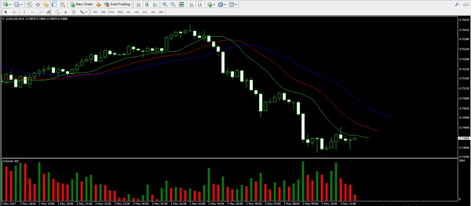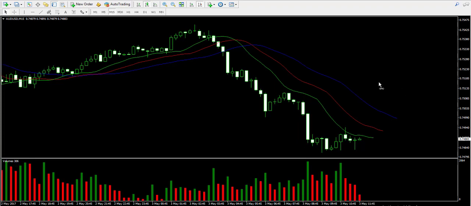We remind that the trade you will see here is for educational purposes only. So now I'm looking at the 15-minute chart of the Australian dollar American dollar forex pair. As you see, I have two indicators attached to the chart.